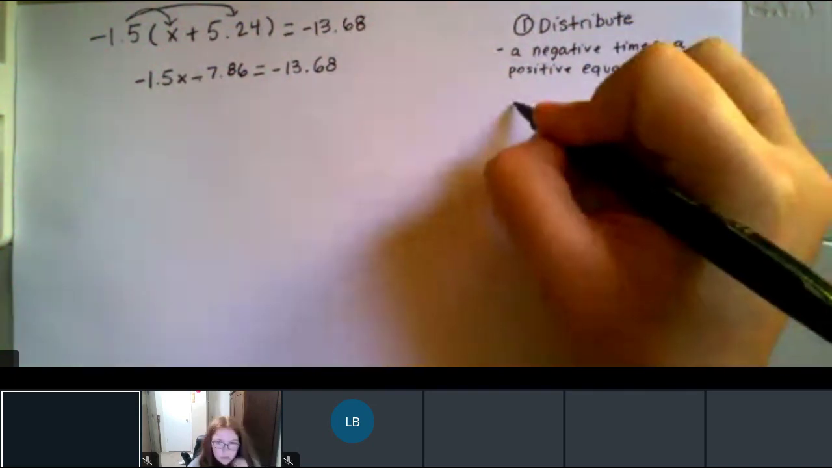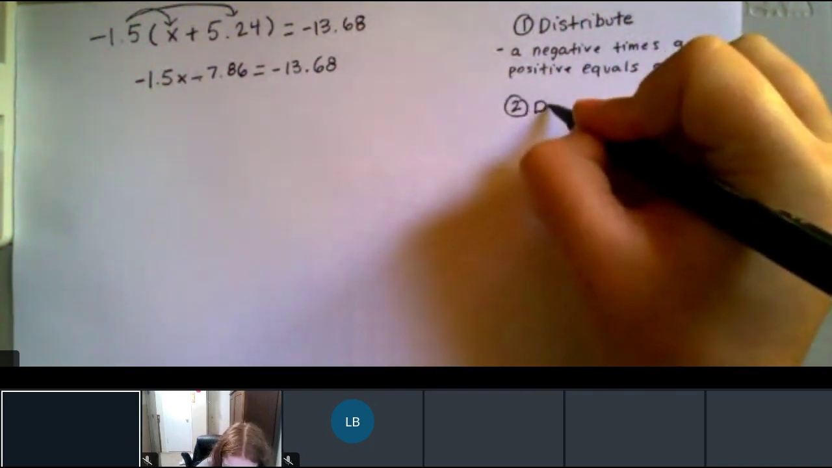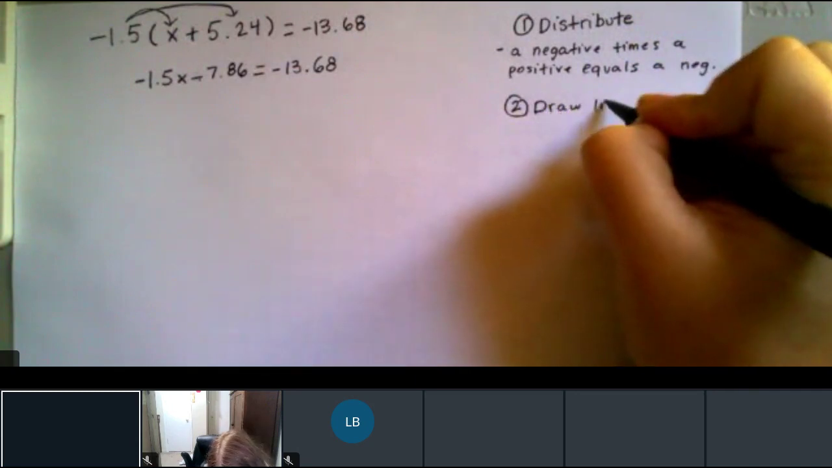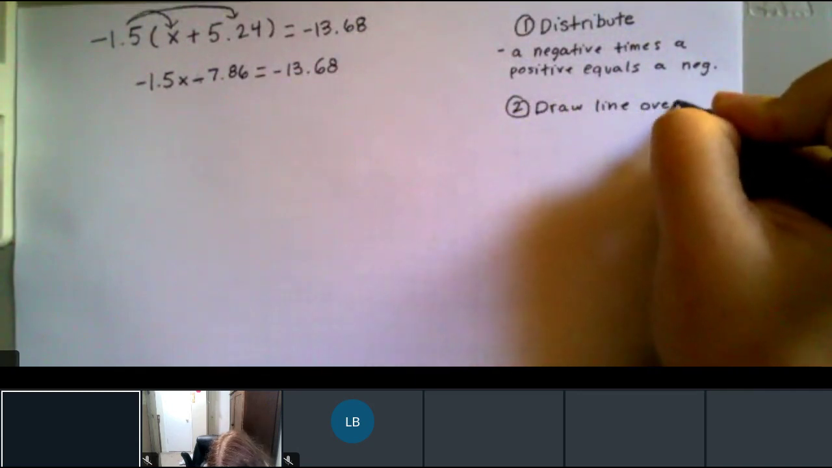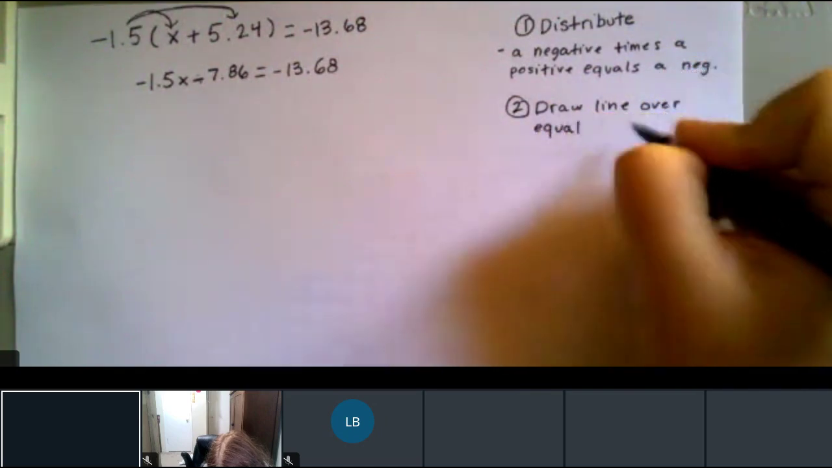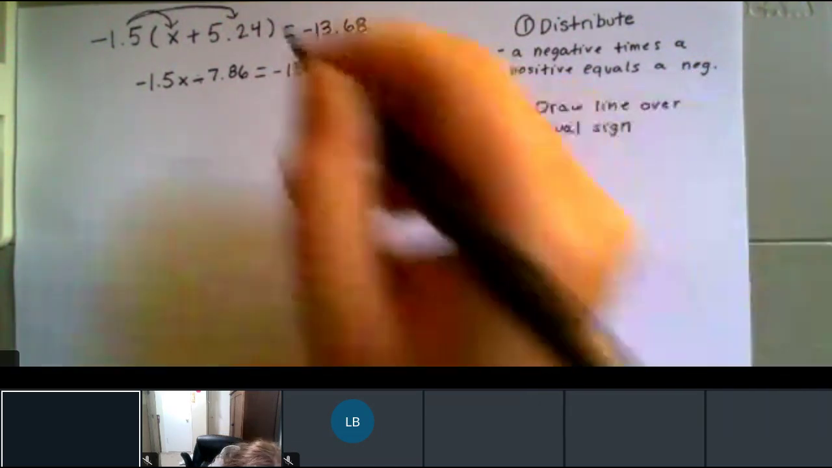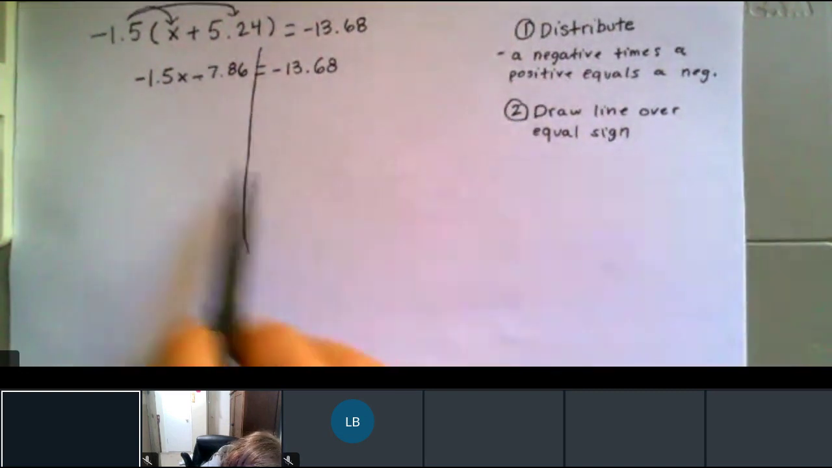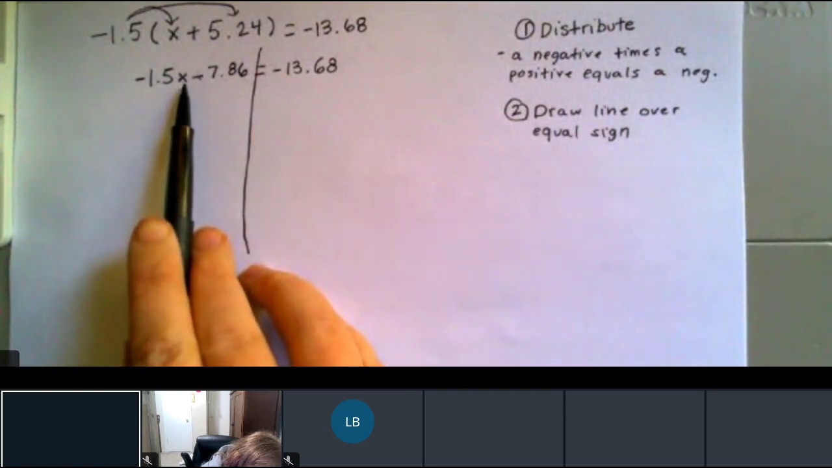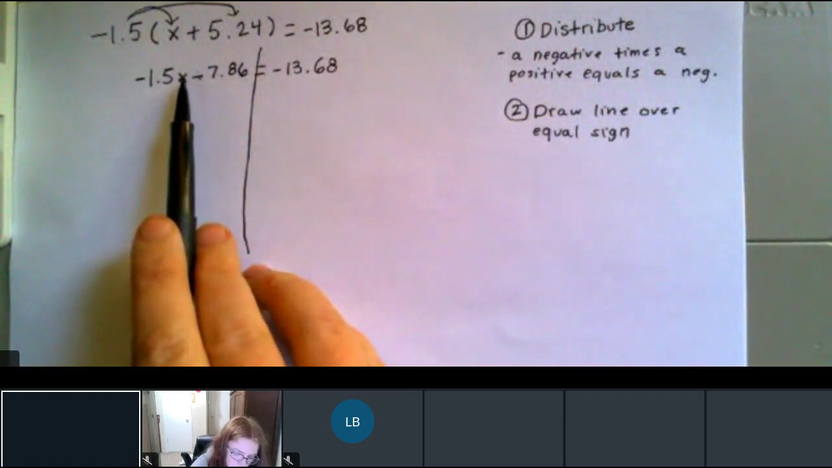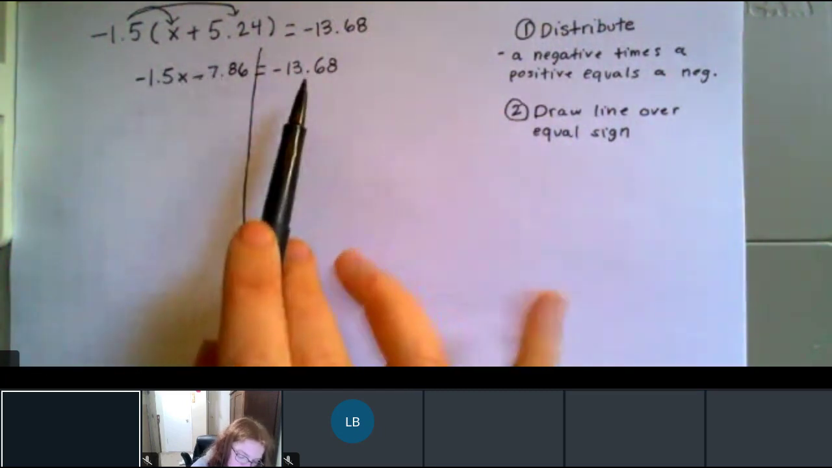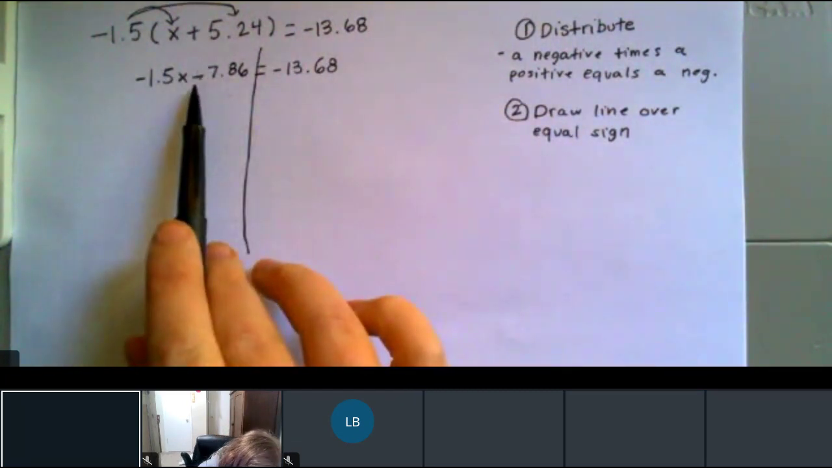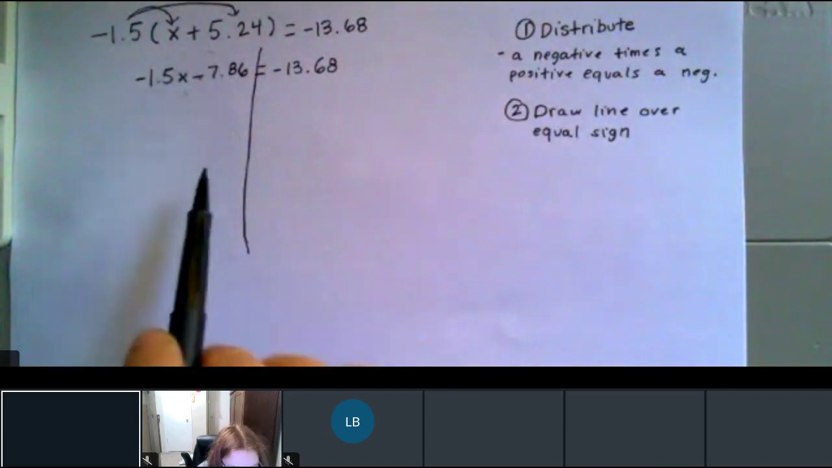Okay. Step number 2 is to draw that line over your equal sign to show the different sides of our equation. And then the goal is the same as the last problem that we did. So our variable again is x. We want to get that x by itself. So to do that, we have to start moving these numbers away from the x over here.